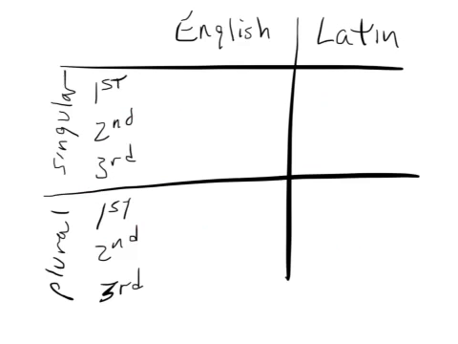I'm going to give you a quick little reminder just about English. We have 6 possible subjects. 3 of them are singular and 3 of them are plural. And in English, we identify them by what we call the first person, second person, and third person. The first person in English is I, and the second person is you. And the third person is he, she, or it.